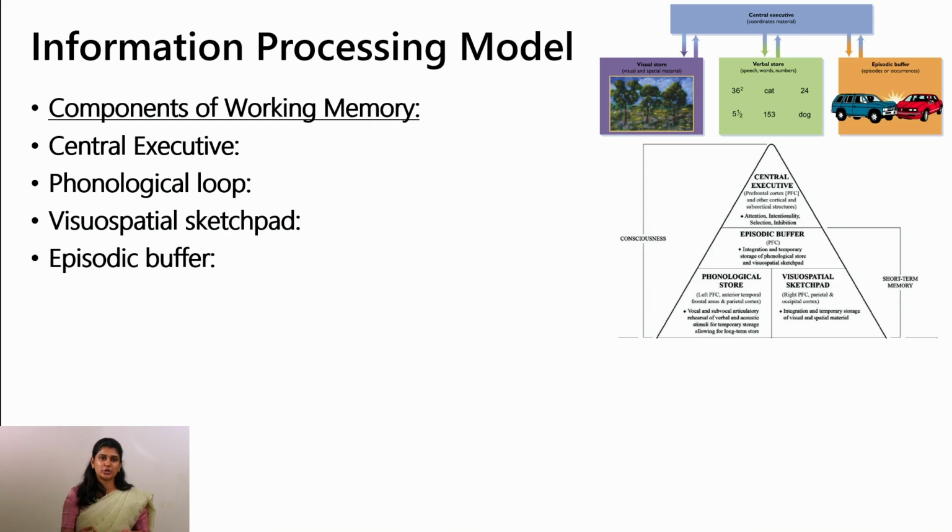Lastly, there is the episodic buffer. This component integrates information from different parts of the working memory, combining visual, spatial, and verbal information so that it makes sense to us. The episodic buffer serves as a bridge between working memory and long-term memory, allowing us to form coherent representations of our experience. Together, these components work in harmony to facilitate complex cognitive tasks. Understanding how these elements function helps us appreciate the intricacies of working memory and its vital role in our everyday thinking process.